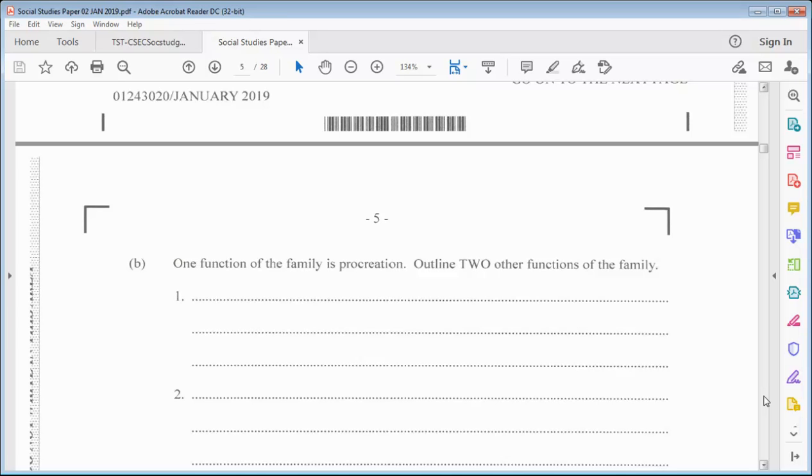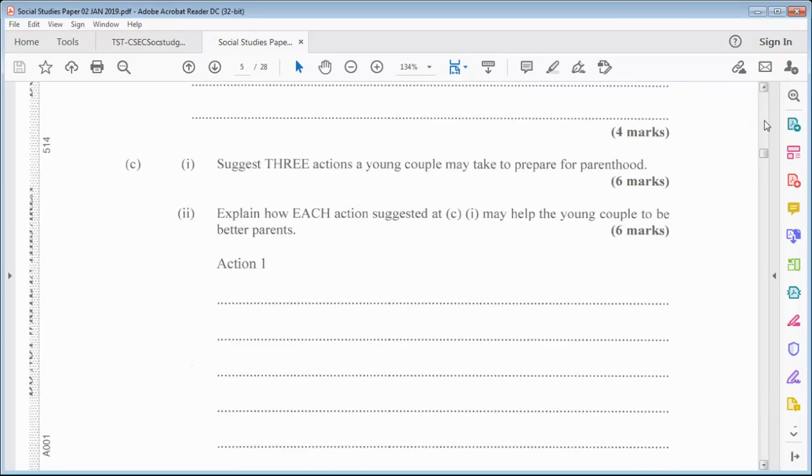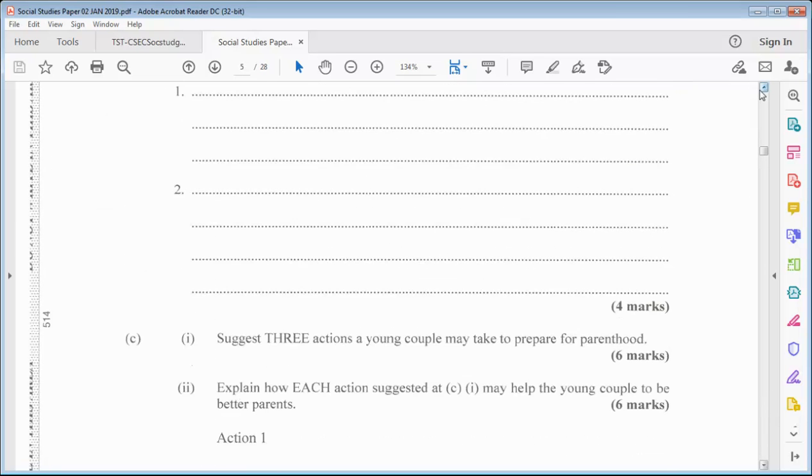So we have mentioned three other functions of the family. So any two you select would be your answer. Socialization, satisfy emotional and psychological needs, and satisfy economic or financial needs. So any two you select and discuss in detail, then you would be awarded your full marks, for any two you selected.